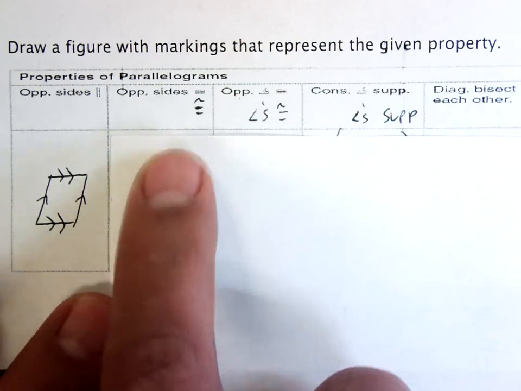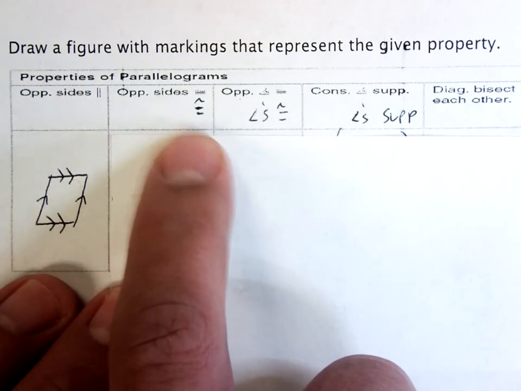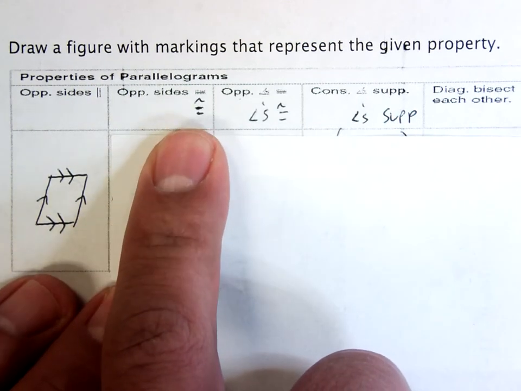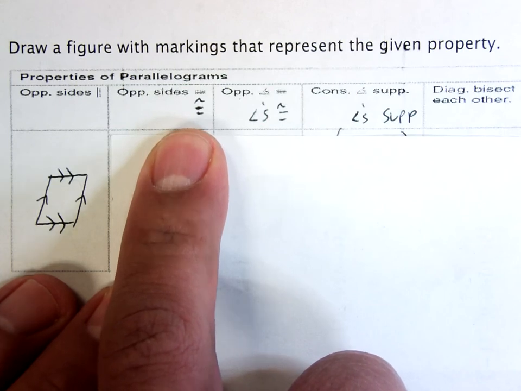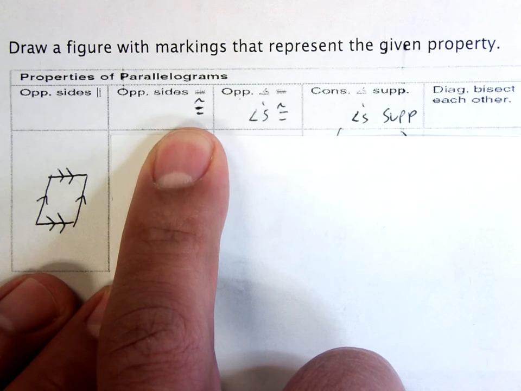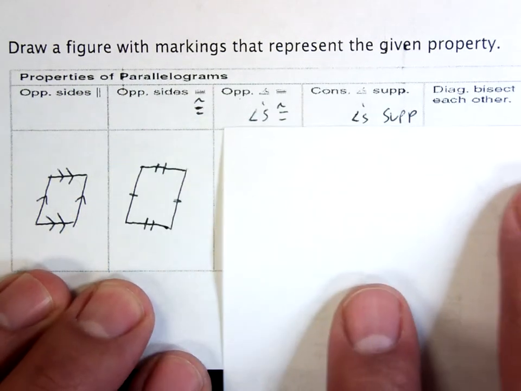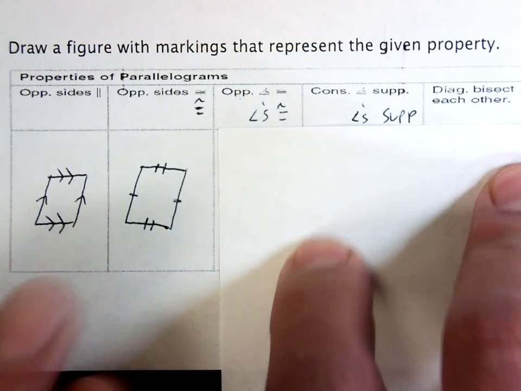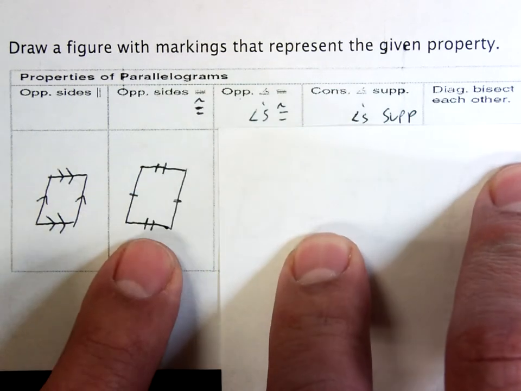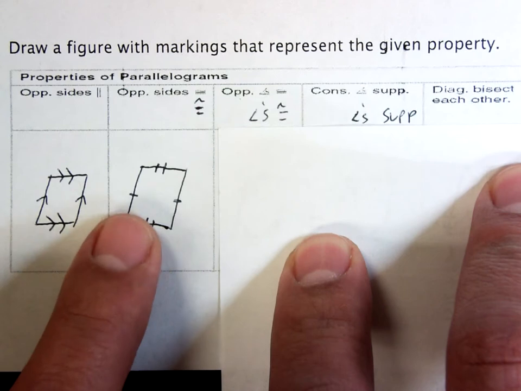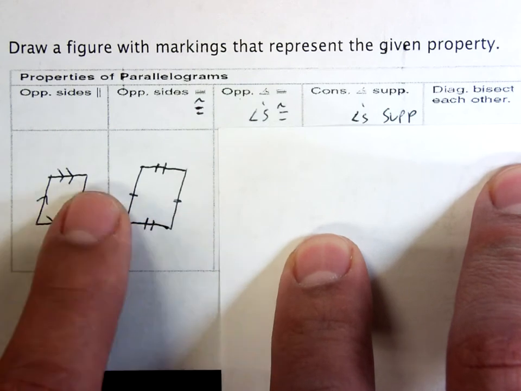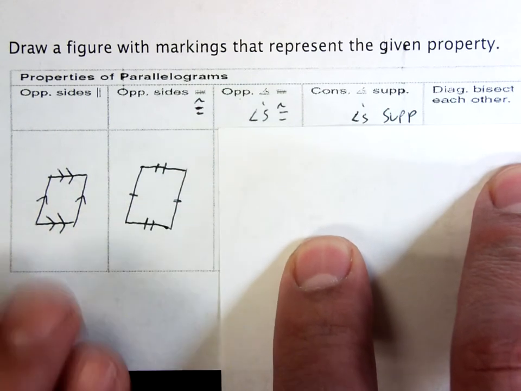Now it wants me to draw a parallelogram with opposite sides being congruent to each other. So what would that kind of picture look like, and how would I mark it up on my paper? See if you can do it on your own. How would I draw a picture of a parallelogram indicating that the opposite sides are congruent to each other? We're going to use the tick marks. So two ticks there and two ticks there means these two sides are congruent. One tick means these sides are congruent. Opposite sides are congruent to each other.